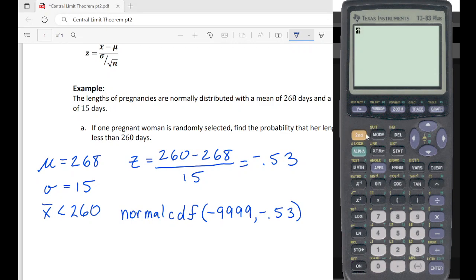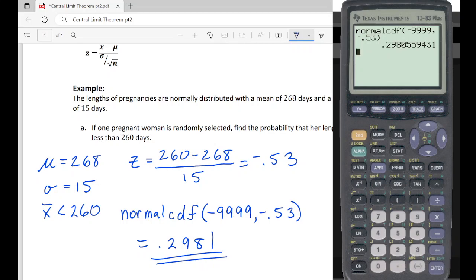So second and vars, normal CDF, negative 9999, comma, negative 0.53 for my lower and my upper. And I'm going to get 0.2981 rounding up. So our answer is going to be 0.2981. So the probability of a single woman being selected that her pregnancy is less than 260 days, 0.2981.